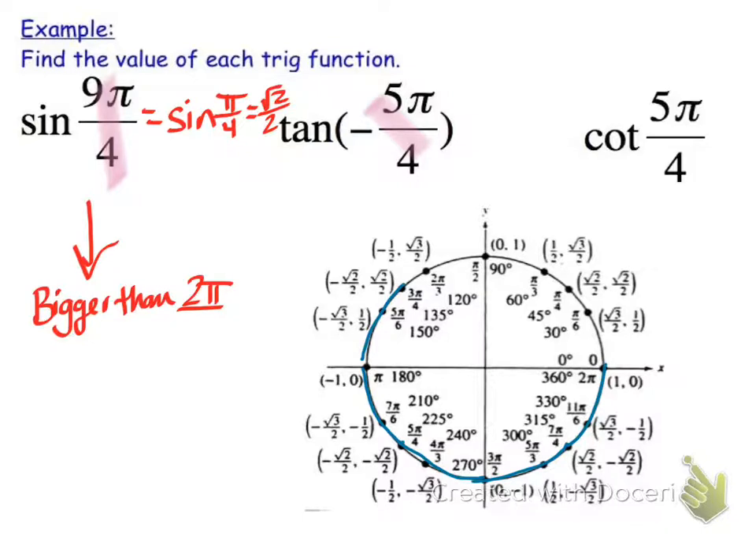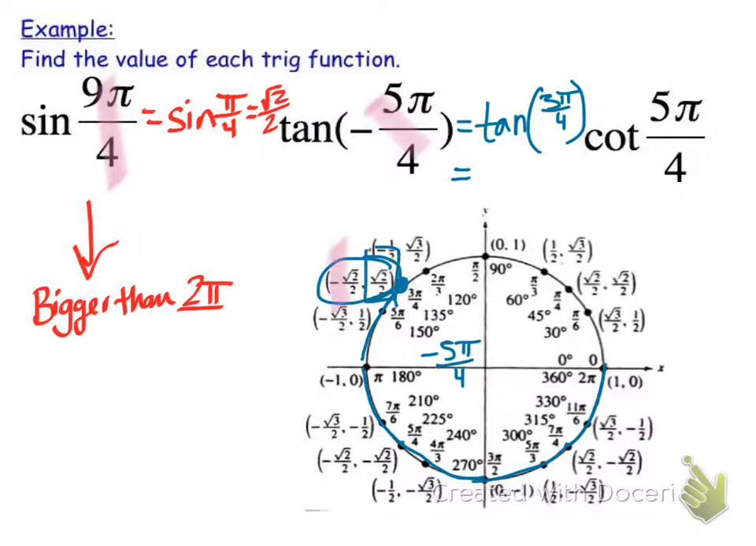Tangent is just y over x, so I'm simply going to do y over x. But this value is going to be the same as the tangent of 3 pi over 4, note, because that's a coterminal angle. And if we remember, when we put these two fractions over each other, y over x, we're going to get negative, because one's positive, one's negative, and it's going to be negative 1. So the tangent of this value is negative 1.